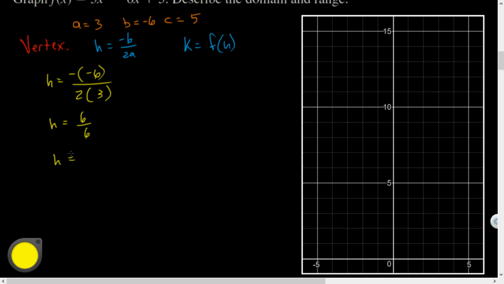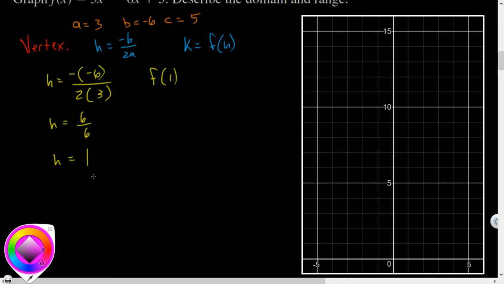Micaiah, what do you think is that? Yeah, just plain old 1. So I'm anticipating that H equals 1 for my vertex. So I know somewhere on that line is going to be my vertex. I now have got to figure out what is K. All right, and in order to do that, I'm going to figure out what is F of 1.